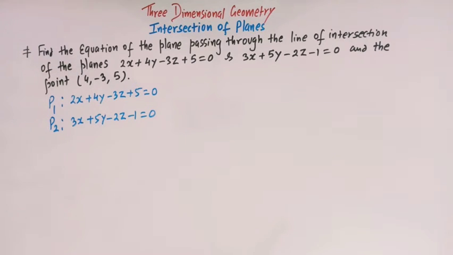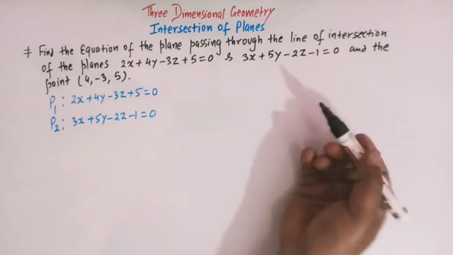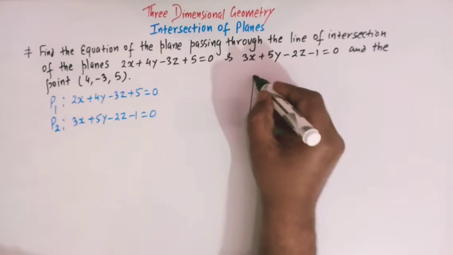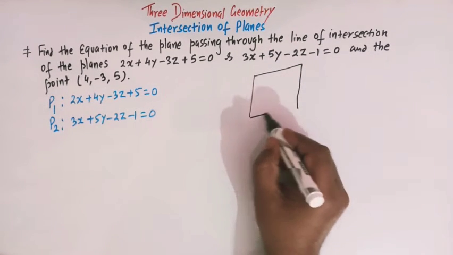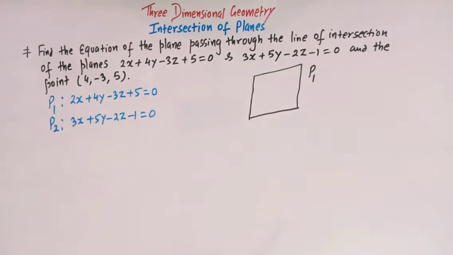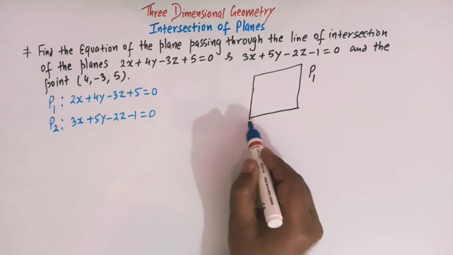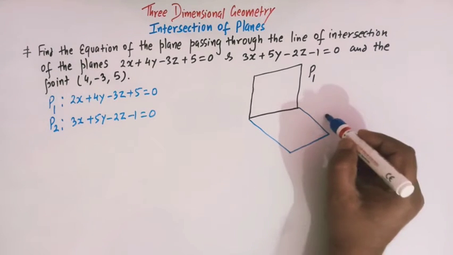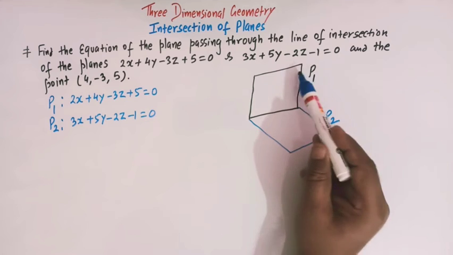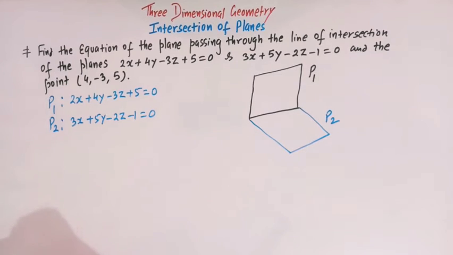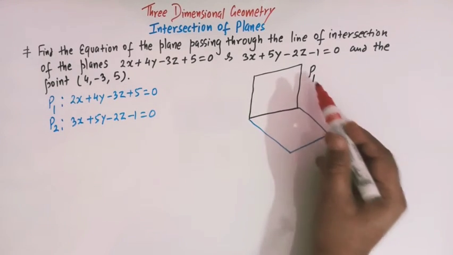Viewers, let us draw this plane P1. Here we will draw a rough sketch of the problem. Here we have the plane P1, and the plane P2 can be drawn like this. So this is the plane P2. We have to find the equation of a plane which passes through the line of intersection of the planes P1 and P2.